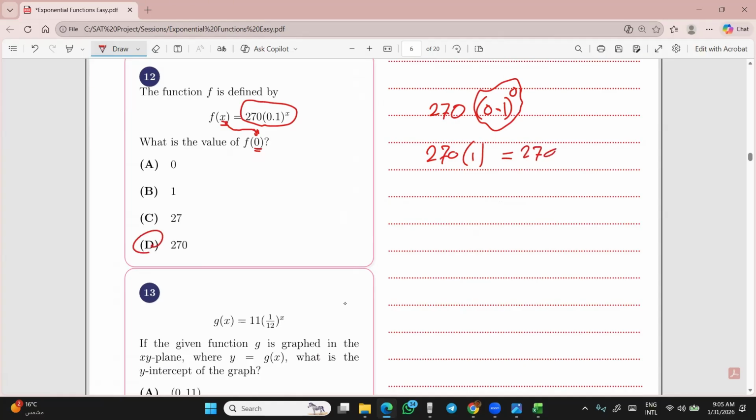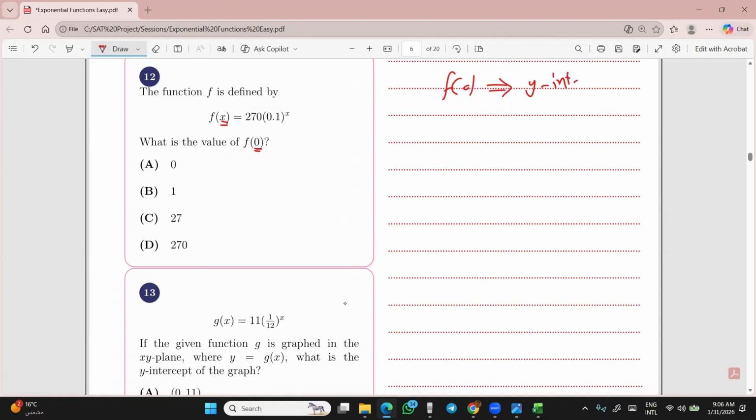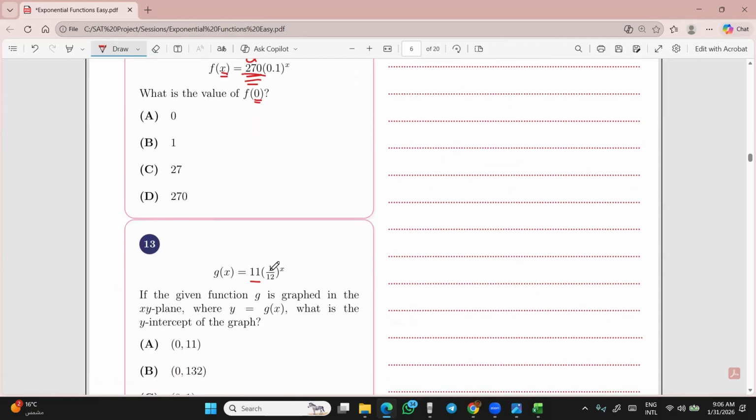That's the answer. You can also find the answer without all of that. You can think about f of 0 as the y-intercept. Guys, always f of 0 means y-intercept. And as I told you, where is the y-intercept? It's always the number that comes before. The value of A is always the y-intercept, which is 270. Here also the y-intercept is 11.